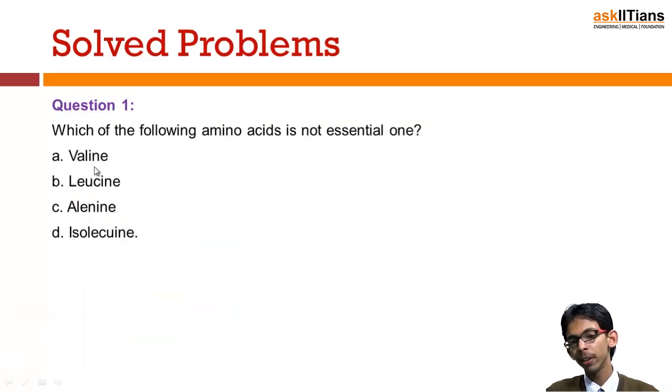Next is, which of the following amino acids is not essential? We know valine is an essential amino acid, leucine is an essential amino acid, isoleucine is an essential amino acid, alanine is not an essential amino acid. So the correct option is C here.